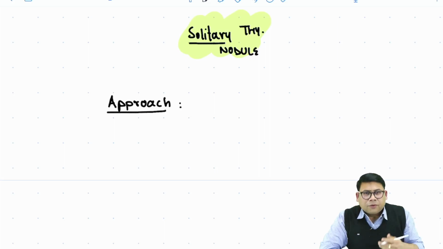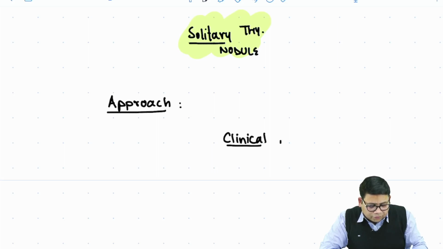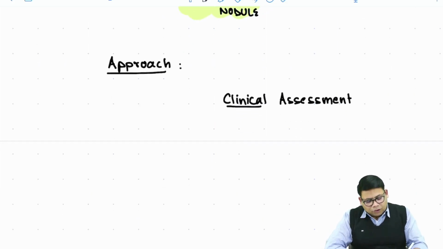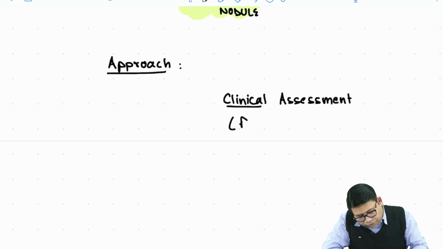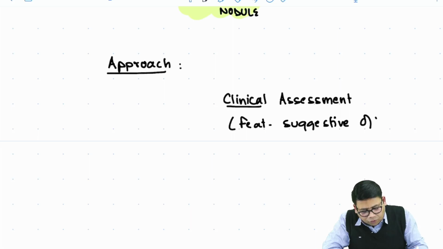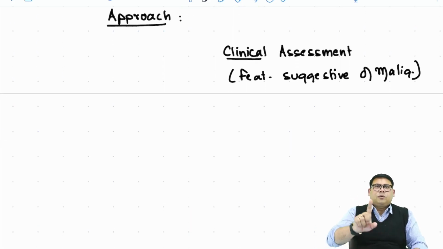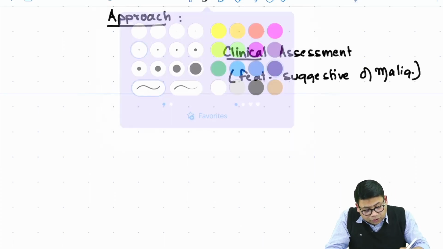Now, the first thing that you need to understand is assessment. Clinical assessment is very, very important, and in clinical assessment there are a lot of things. What are the features suggestive of malignancy? You need to see them and rule out. So what are they? Age.